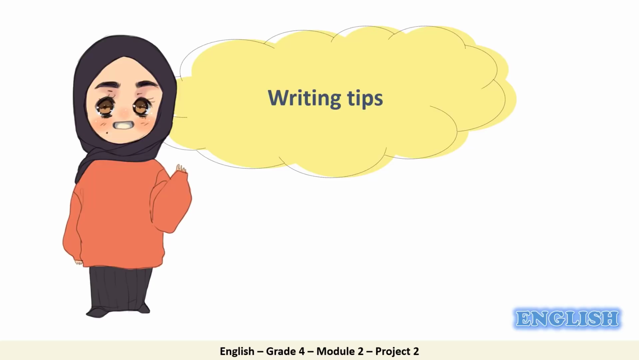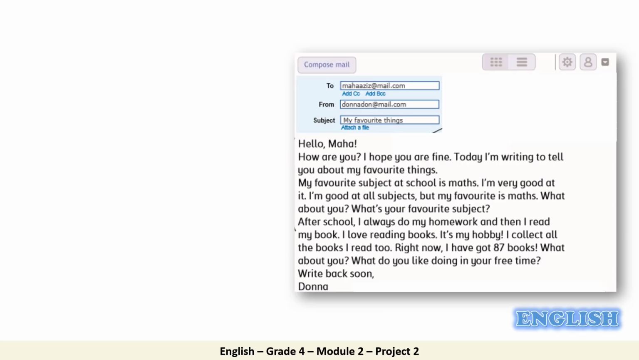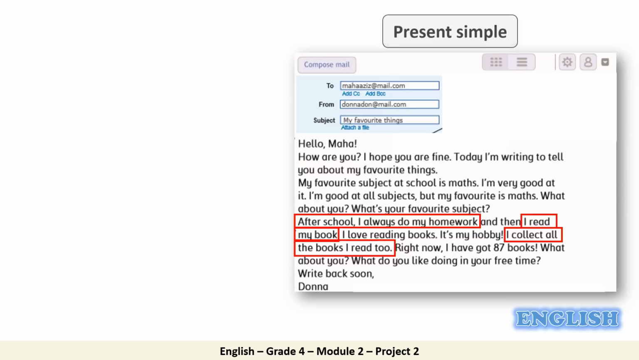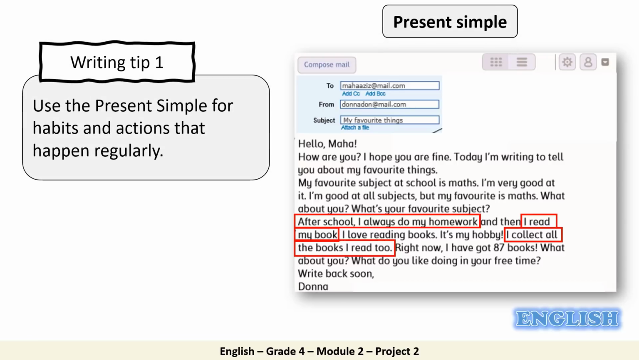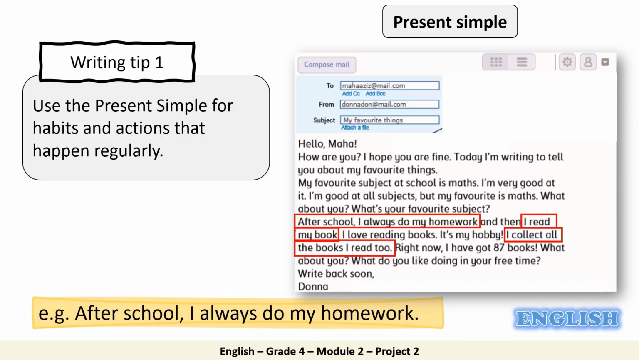Let's go over some writing tips. Follow with me and read along. After school, I always do my homework. I read my books. I collect all the books I read too. The tense that we used here is the present simple. Writing tip 1. Use the present simple for habits and actions that happen regularly. For example, after school, I always do my homework.